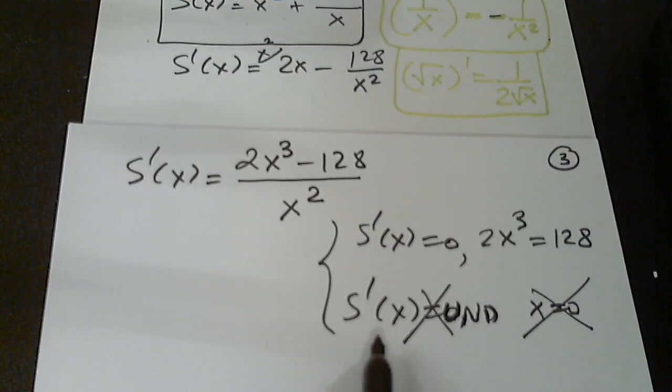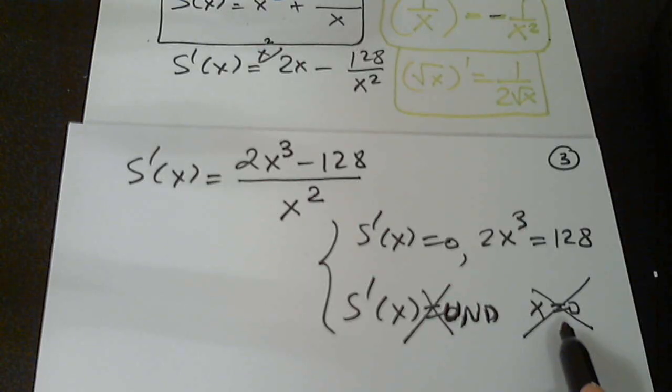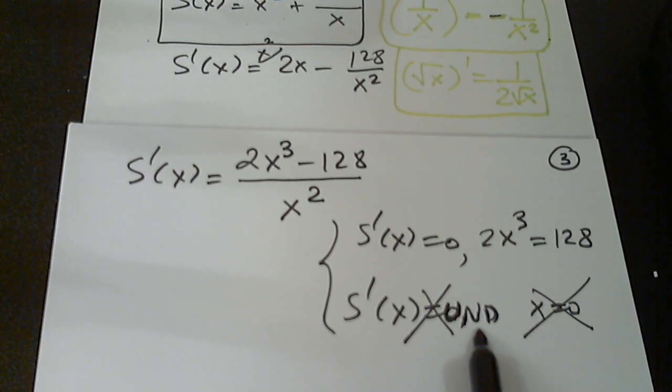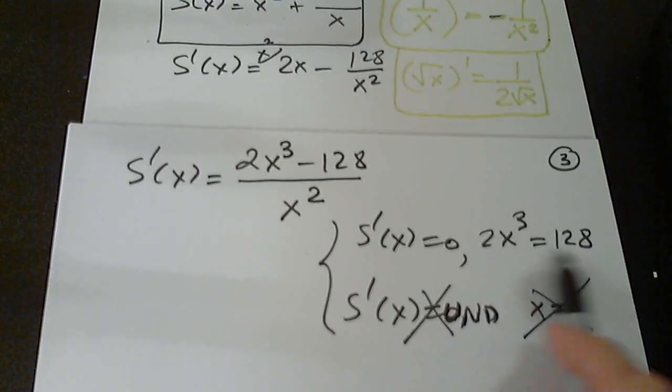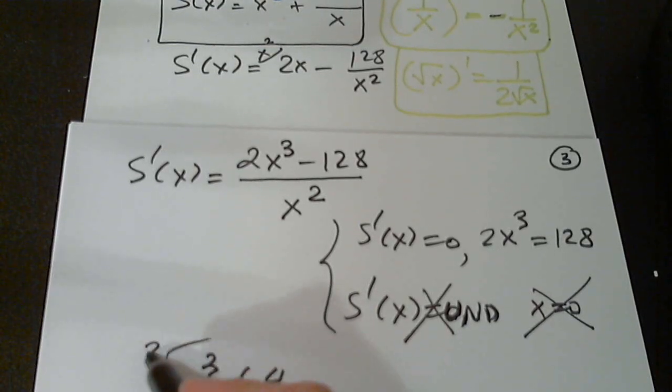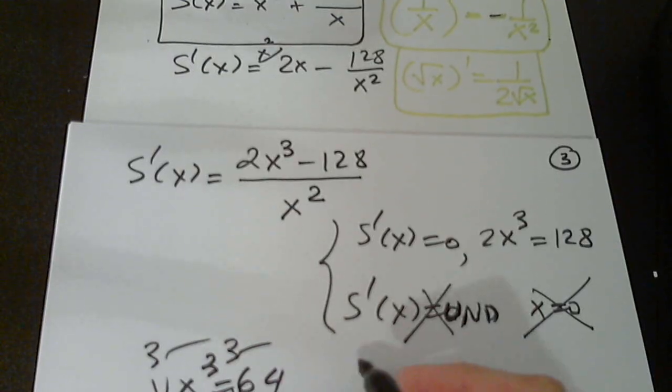Remember, critical numbers come from s prime being undefined as long as the function is defined at that point, but the function is not defined at that point. So therefore, there is no critical number coming from s prime being undefined. So here, first I will divide both sides by 2, and I have x cubed equals 64, and yes, we have to take the cube root, so x equals 4.